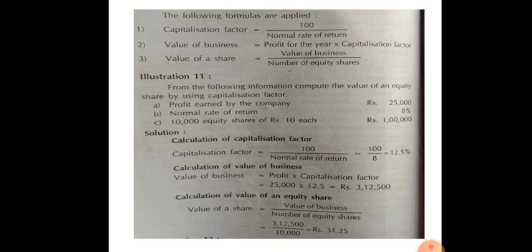Now calculate the value of business. The value of business is equal to profit, which is given in the problem as rupees 25,000, into the capitalization factor we ascertained, 12.5. So 25,000 into 12.5 is rupees 3,12,500. This is the value of business. Now put it into the formula for the value of shares: rupees 3,12,500 divided by the number of equity shares, 10,000, gives rupees 31.25. So we got the value of a share. Like this we have to calculate the value of shares under the capitalization factor also.